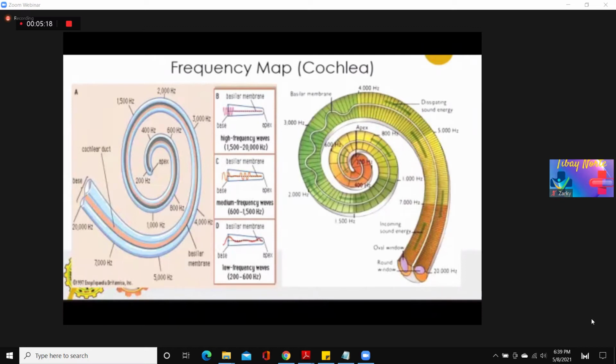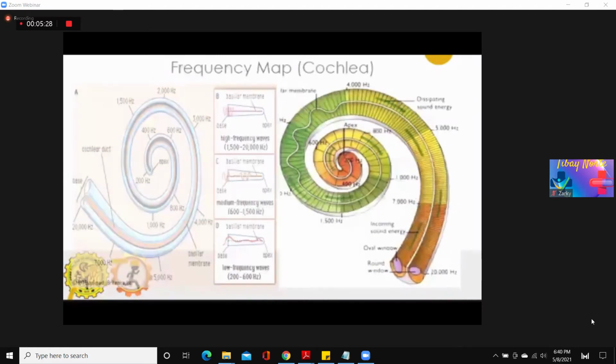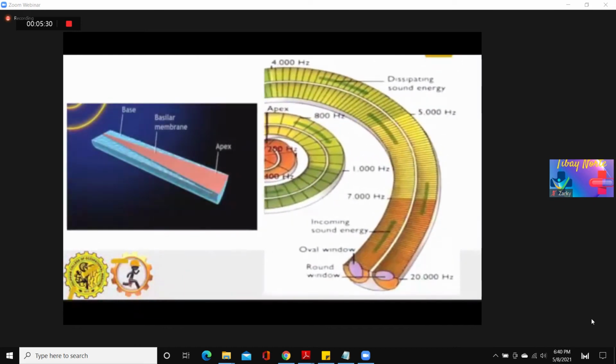Now, to fully understand the function of the cochlea, I would like to share with you its frequency map. In this picture, you can see where specific frequencies are interpreted in the cochlea. That is in the base, high frequency sound that is from 4000 Hz and upper heard.